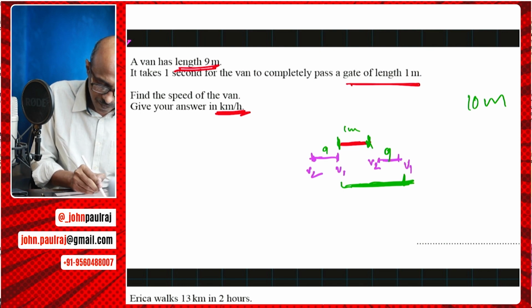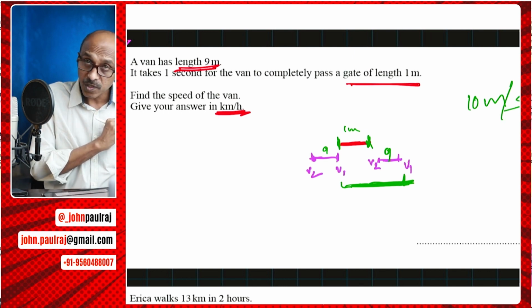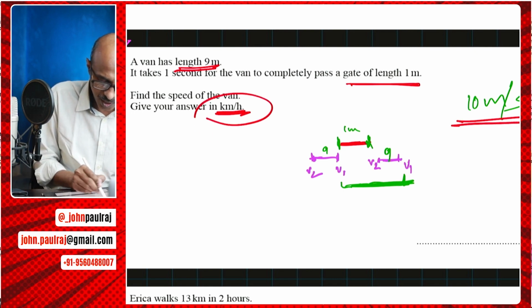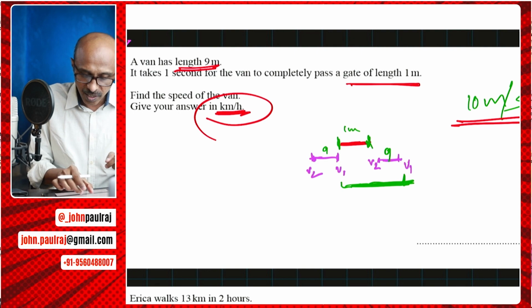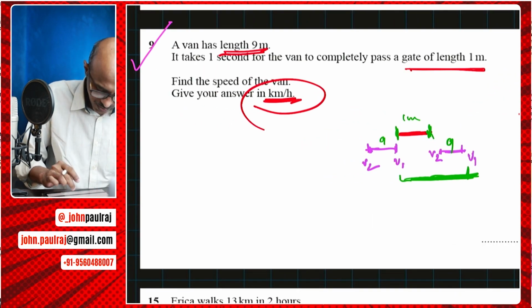It takes 1 second for the van to completely pass the gate. Okay, so it's taking 1 second. So that means the speed is 10 meters per second. Is that right? Cool. Now, the second part, of course, is to then convert 10 meters per second to kilometers per hour, and that you can do. So this is a good trick to know how to solve these kinds of questions. And my bets are on that question.